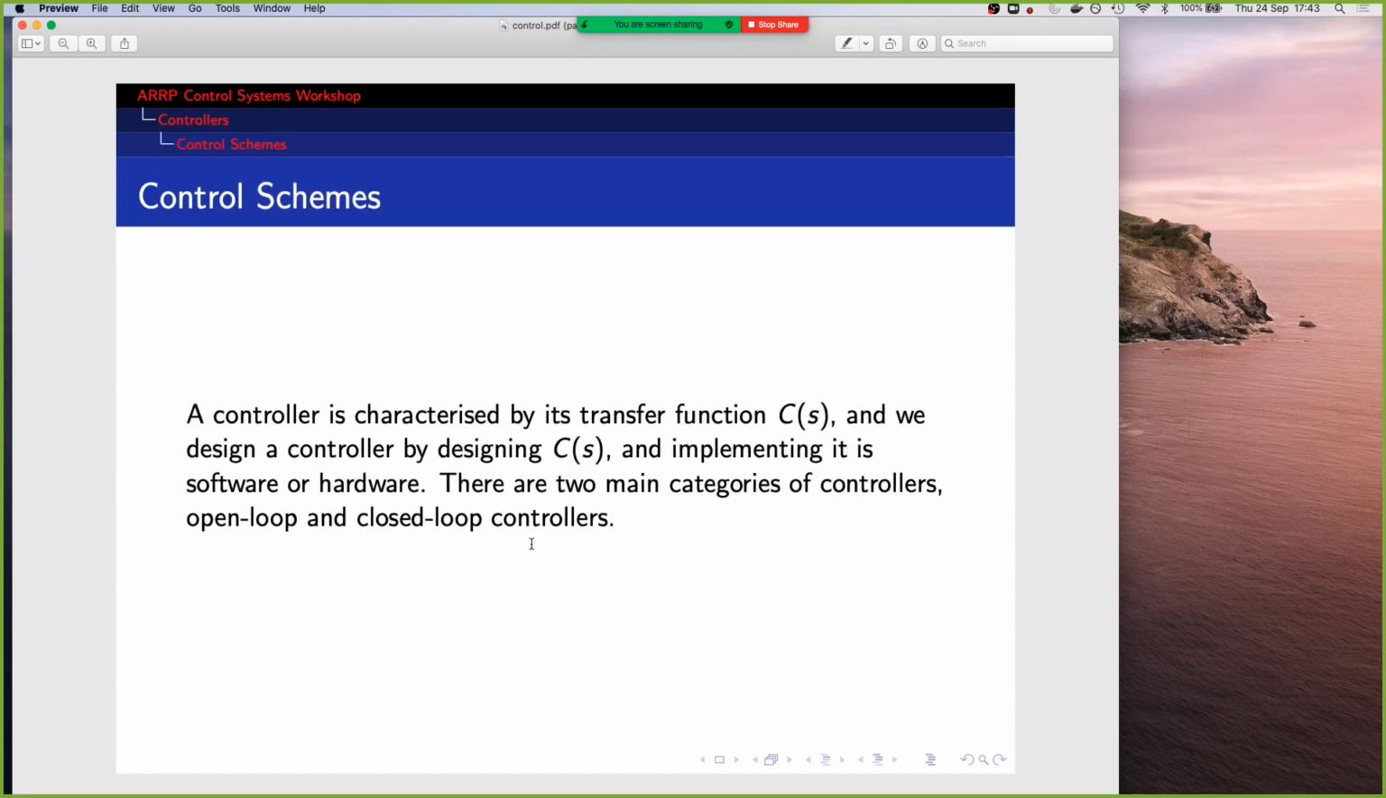Now the controller itself can be characterized by a transfer function. And we call this transfer function C of S. When we talk about designing a controller, what we're doing is designing the transfer function C of S, and then taking that transfer function and implementing it in software or hardware. There are two main categories of controller, open loop controllers and closed loop controllers.